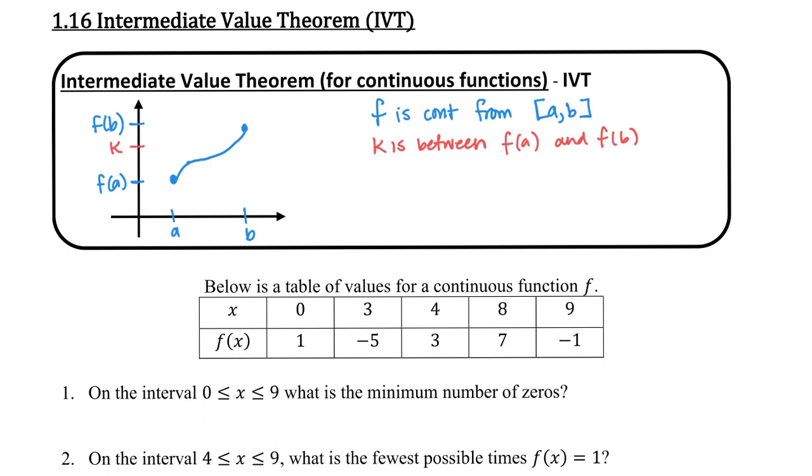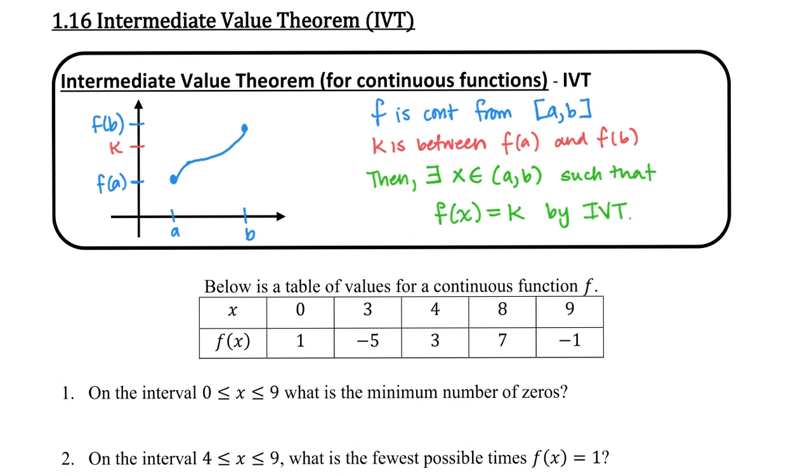I'm going to use an abbreviation for there exists. If you use a backwards capital E, that means there exists. There exists an x value in between A and B such that f of x is equal to K by the intermediate value theorem.